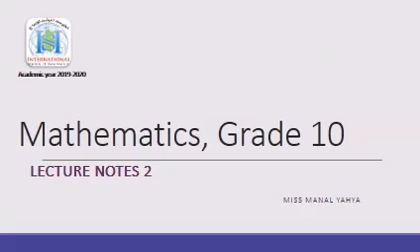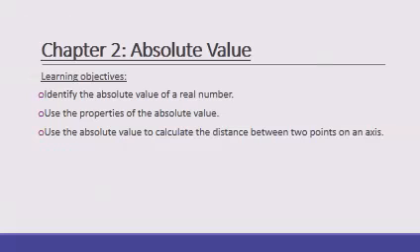We are going to talk about our second chapter, which is the absolute value. We are going to learn what the meaning of an absolute value is, what the properties of this value are, and how I can calculate the distance between 2 points on an axis.